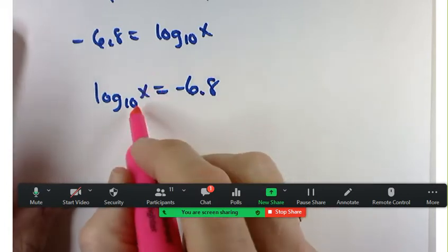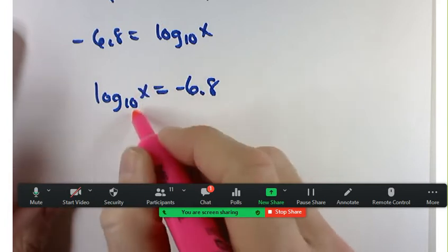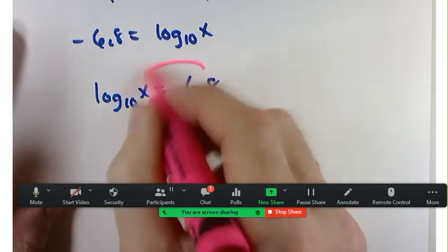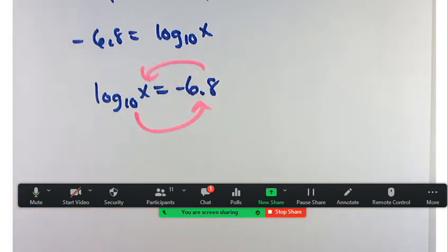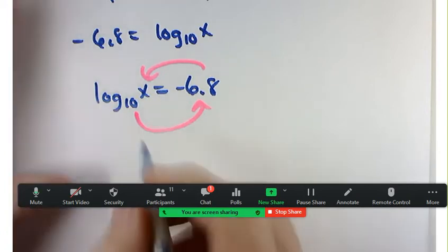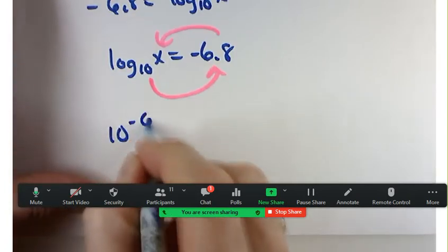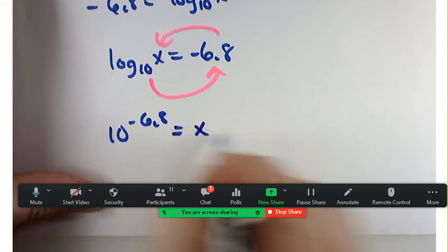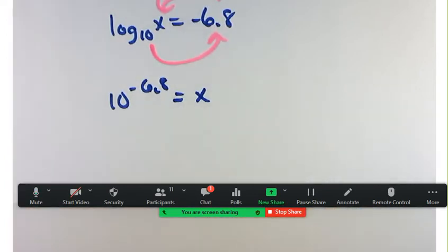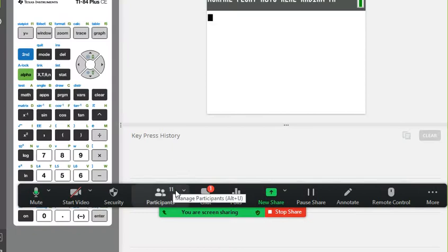The way that I recommend you solve it is using this idea. We're going to rewrite it. It's going to be 10 to this power equals this. So that's really your answer: 10 to the -6.8 equals x. Now Webassign is not going to be happy with that answer. It's going to want a calculated value. So let's go to our calculator and understand a little bit about our answer.